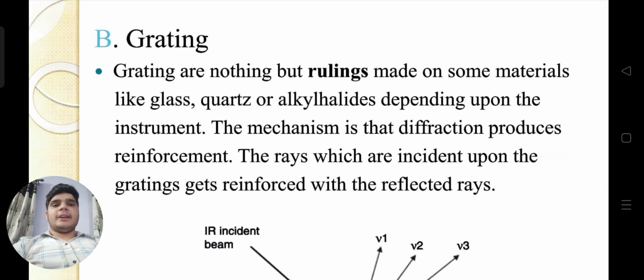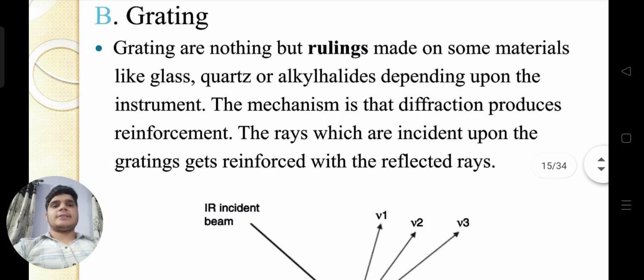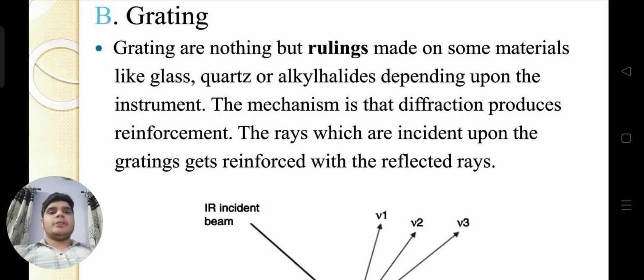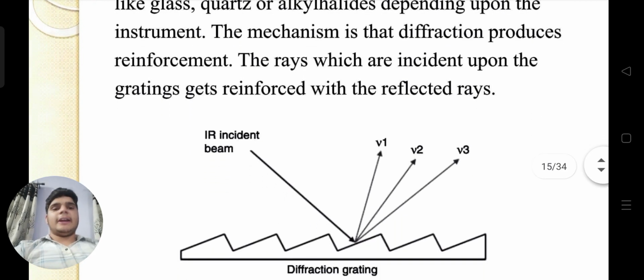The second part is the grating. Gratings are nothing but rulings made on some materials like glass, quartz, or alkali halides, depending upon the instrument. The mechanism is that diffraction produces reinforcement. The rays which are incident on the gratings get reinforced with the reflected rays.